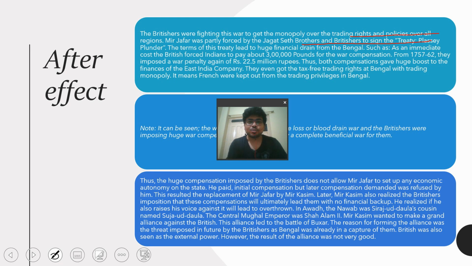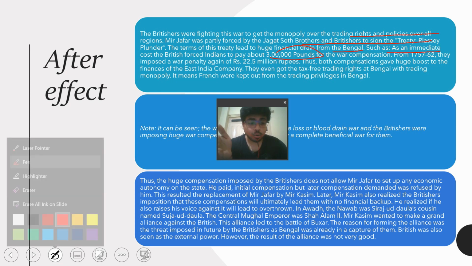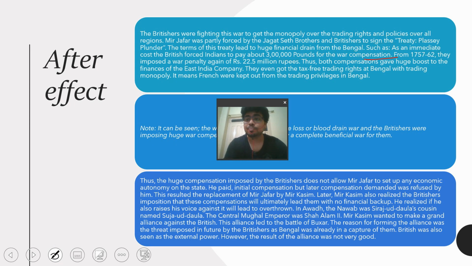So the terms of this treaty led to a huge financial drain from Bengal, such as an immediate cost: the British forced Indians to pay about 3 lakh pounds for war compensation. And actually the war didn't happen at the time. From 1757 to 1762, they imposed a war penalty again of 22.5 million rupees. So earlier they had to pay 3 lakh pounds as war compensation, and after that a fine of 22.5 million rupees was imposed. Thus both compensations gave a huge boost to the finances of the East India Company, and it was a huge profit for the company.